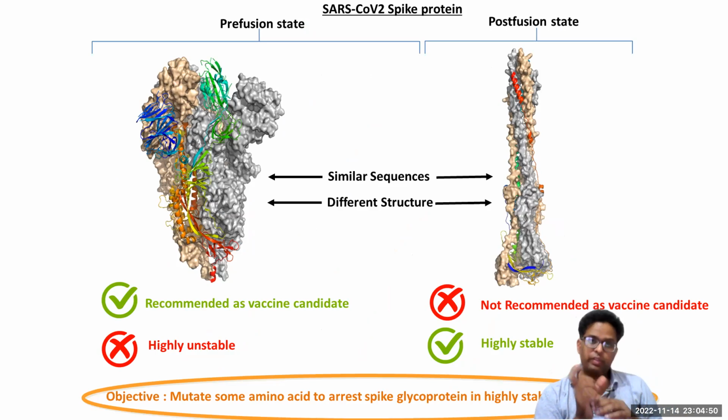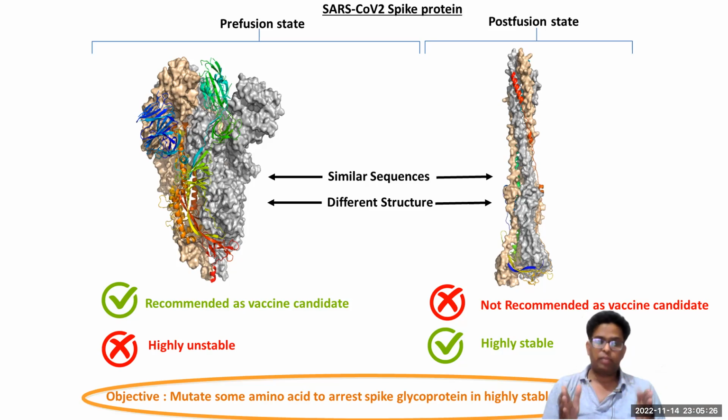Because if you use this sequence and just go through cloning all these things, you are looking for the protein to look like a post-fusion state, because the post-fusion state is stable. If you are looking for the pre-fusion state but the protein is expressed in the post-fusion state, that's a problem. So that's why you have to make some mutations, some changes, to arrest the spike glycoprotein in the pre-fusion state, which is a highly stable state. You have to change some sequences and then express this sequence and the protein.